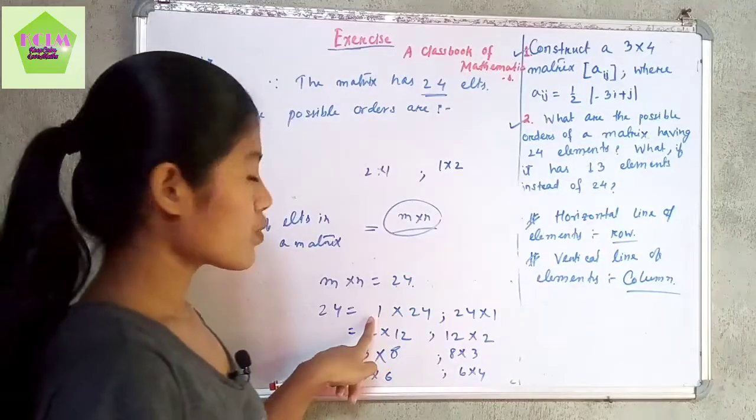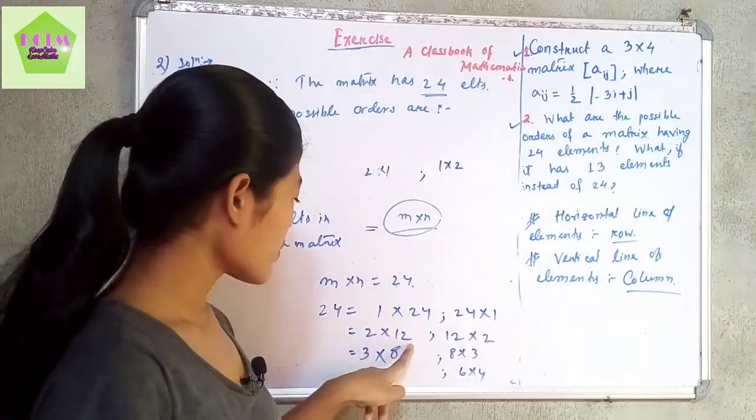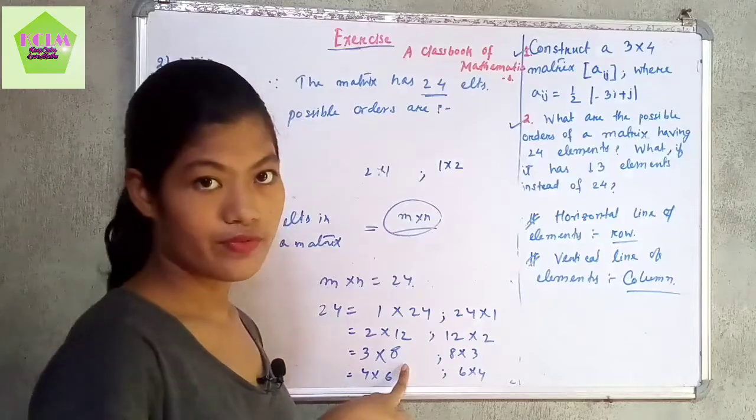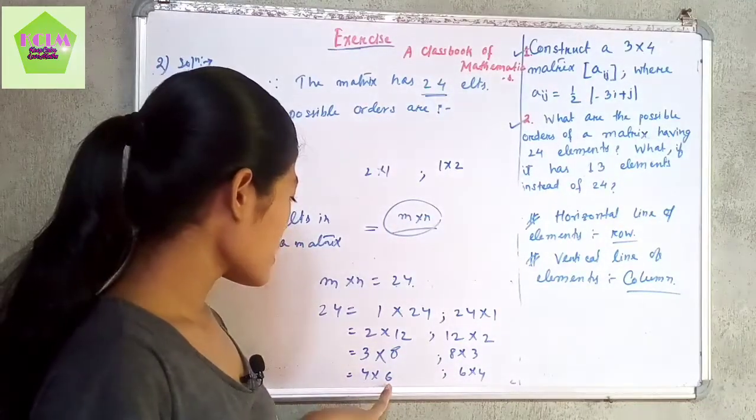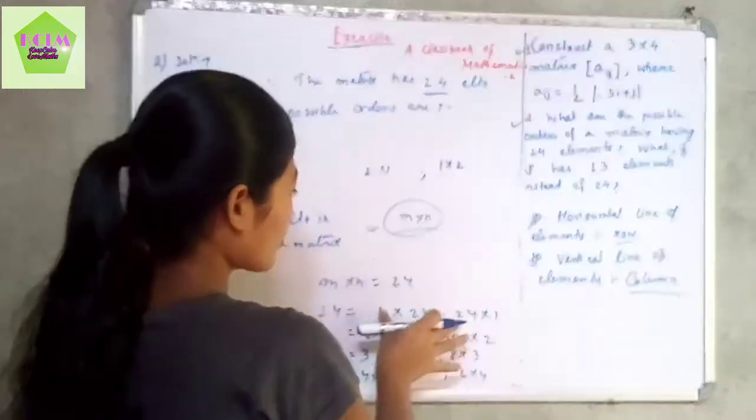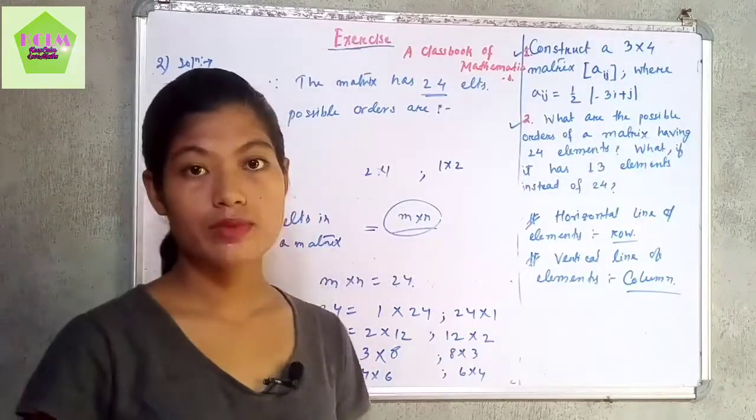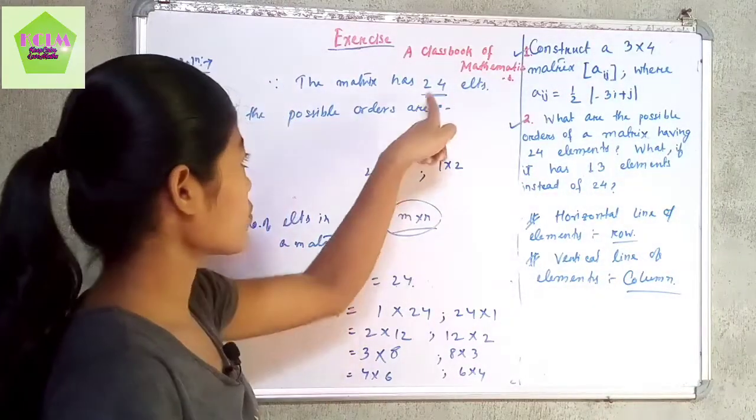Since 24 into 1 equal 24, 2 into 12 equal 24, 3 into 8 equal 24. Similarly, 4 into 6 gives 24. Therefore, all these could be the possible orders of a matrix having 24 elements.